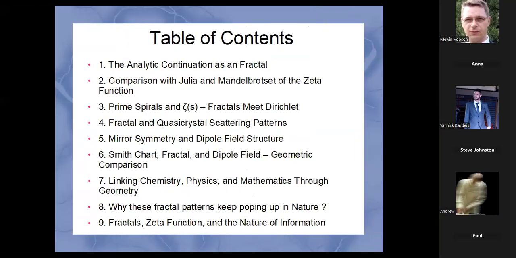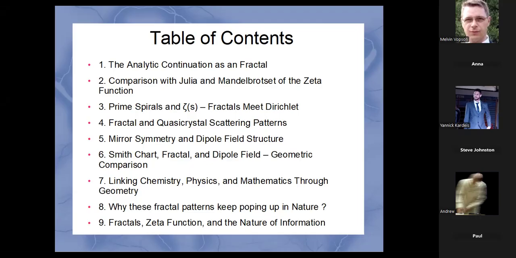Here you can see the table of contents for today's presentation. We will begin with the fractal structure that we discovered. After this, we will compare it to Julia sets and the Mandelbrot sets of the zeta function. Following that, I will present another fractal pattern that correlates with prime number spirals. And next, we will explore the connection to quasicrystals, followed by an analysis of mirror symmetry.